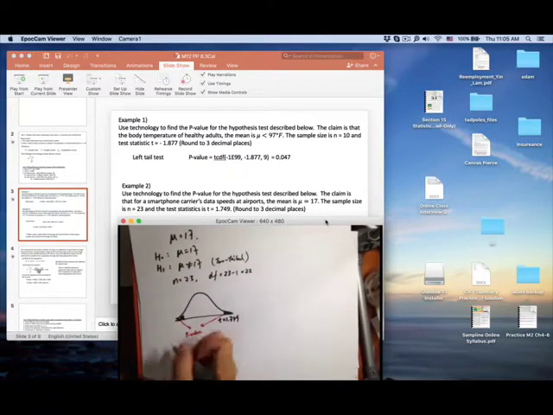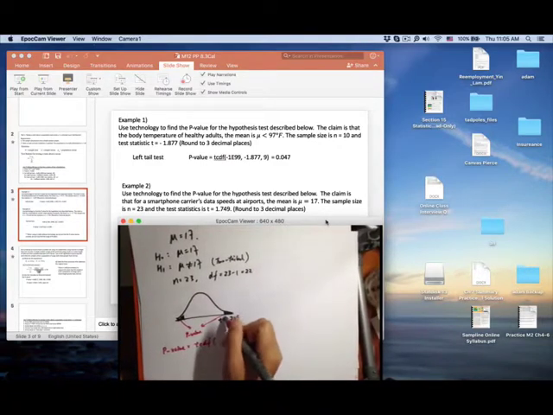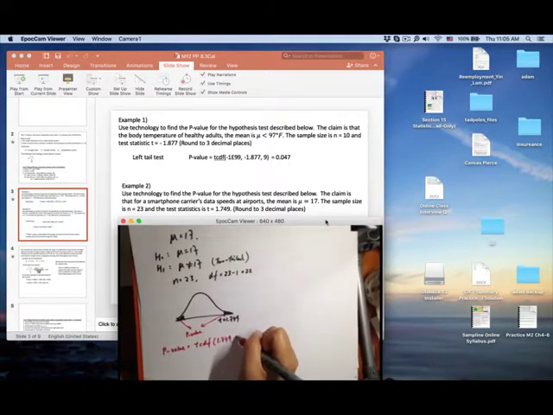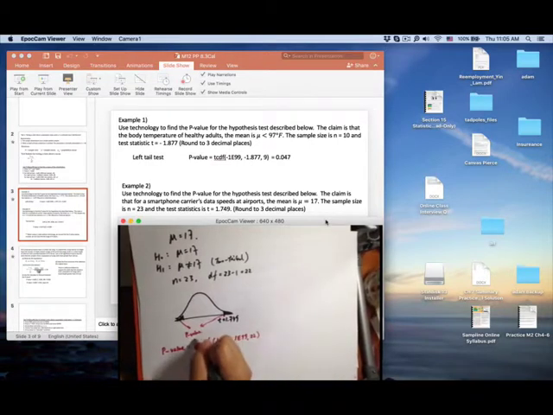So my p-value would be equal to tcdf, starting from this point, 1.749, to the upper value, 1e99, degrees of freedom is 22. Make sure you multiply by 2, because you have a two tail here.